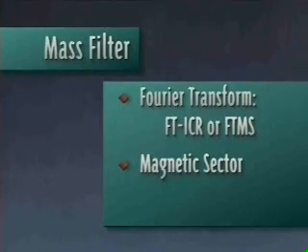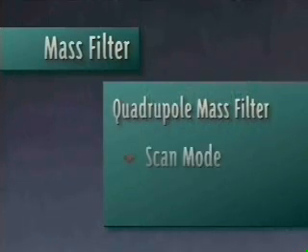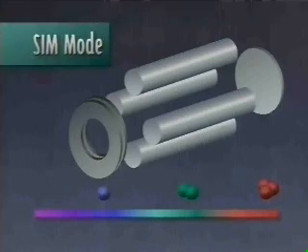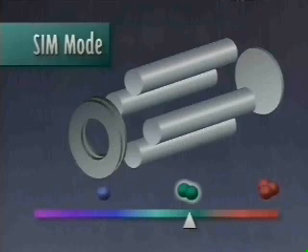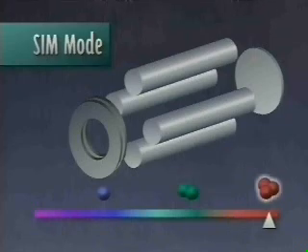Let's concentrate on quadrupole. Quadrupole mass filter may be operated in one of two modes, scan or SIM, selected ion monitoring. In SIM, the mass filter is set to pass one kind of ion. This provides the greatest sensitivity and is used for quantitative applications. It is used when the analyst has prior knowledge of what ions to expect.